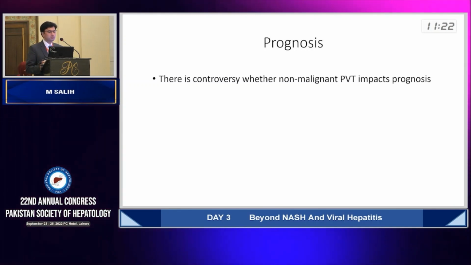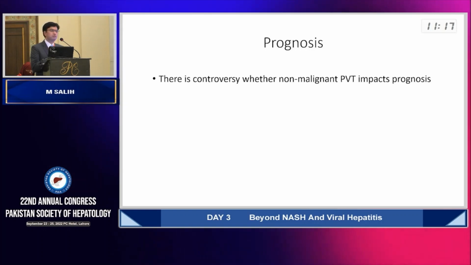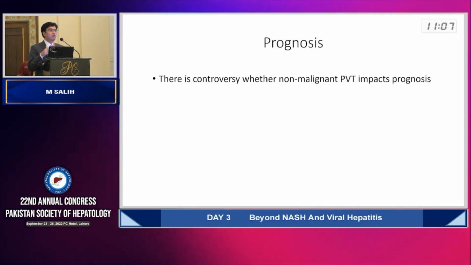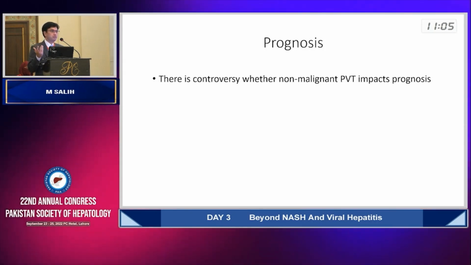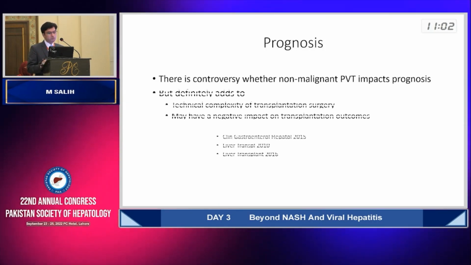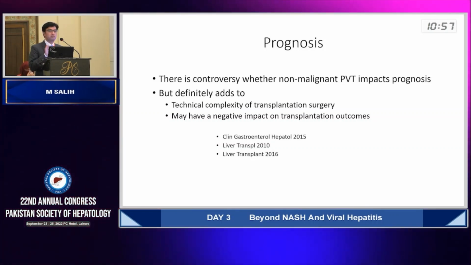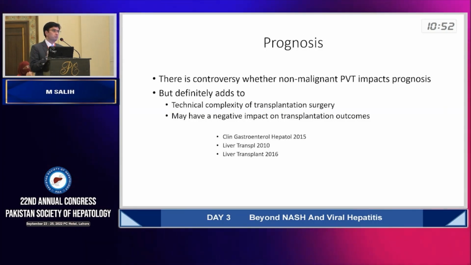Now, the prognosis. There is still controversy whether non-malignant portal vein thrombosis impacts prognosis, because the majority of these patients, unless it is related to an event or in the setting of a previous thrombophilia, would have advanced liver disease already. So there is a little controversy, but we do know for sure that the technical complexity of the liver transplantation surgery is the main reason one needs to address this issue, because it adds to it and may have a negative impact on the transplant outcomes later on.